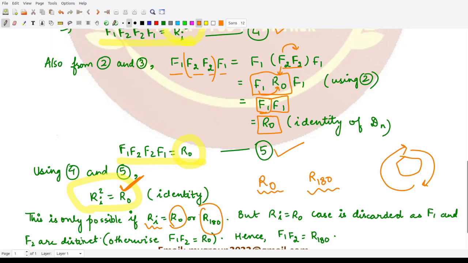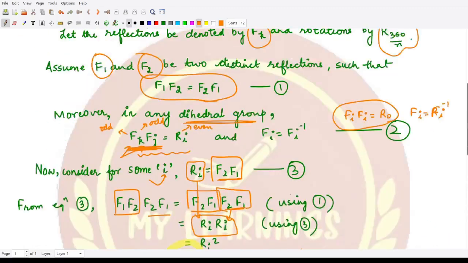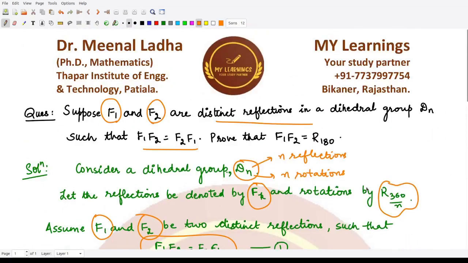So these are the only two possibilities, but your Ri in this case cannot be equal to R0. Why? Because if it is equal to R0, then your F1 and F2 would become equal. In that case F1 F2 would be equal to R0 and F1 would become equal to F2, because this is only possible when you have the same reflections, as we have seen in the previous question. So using this fact, your F1 F2 is equal to R180, and this is what we wanted to prove here. I hope you understood this question well. Well, that is it for this video. Thank you for watching.